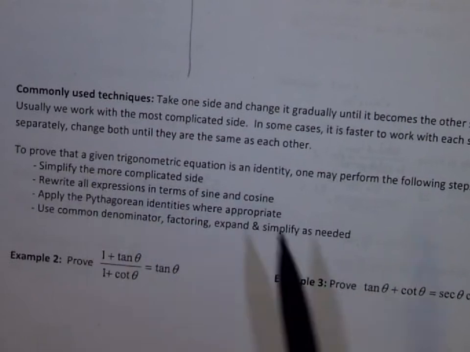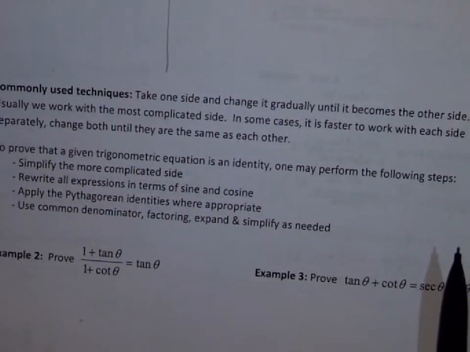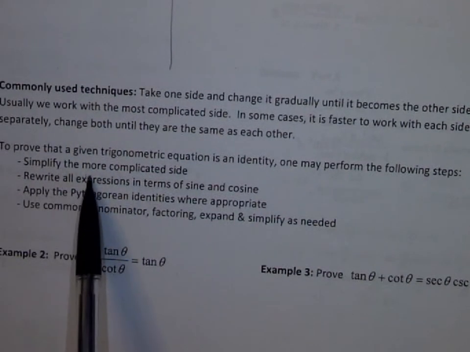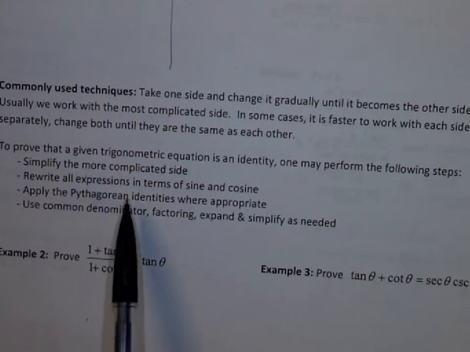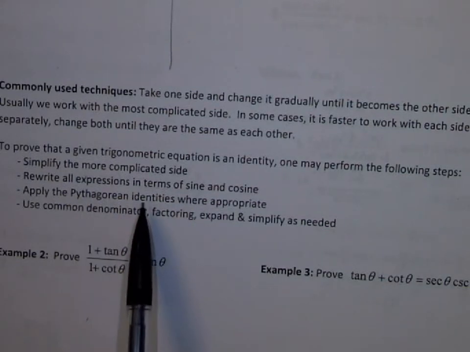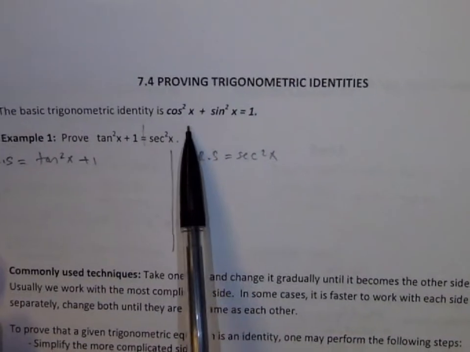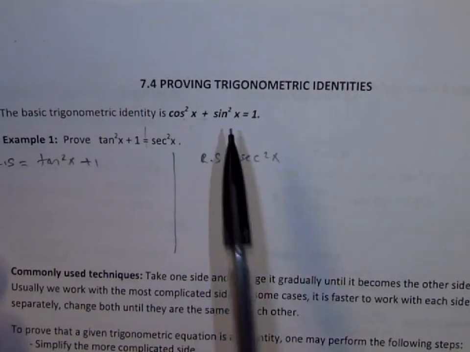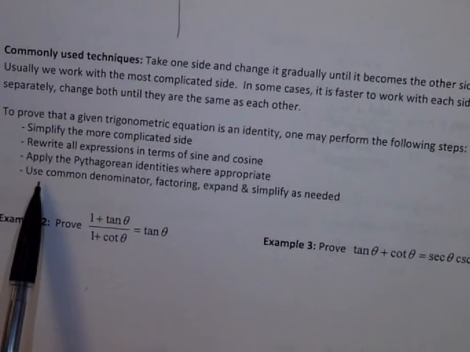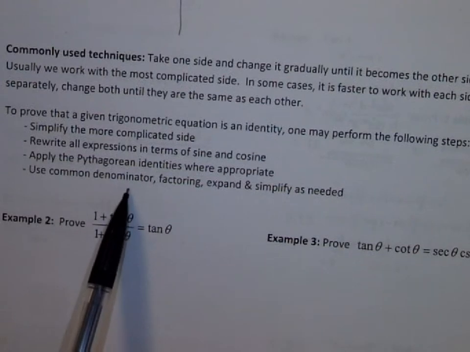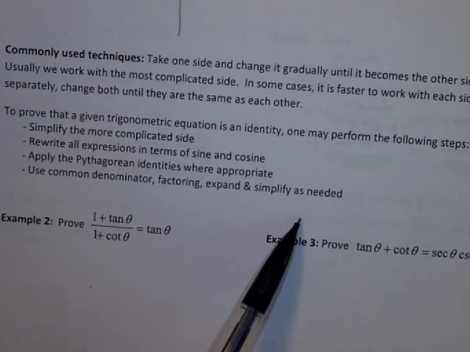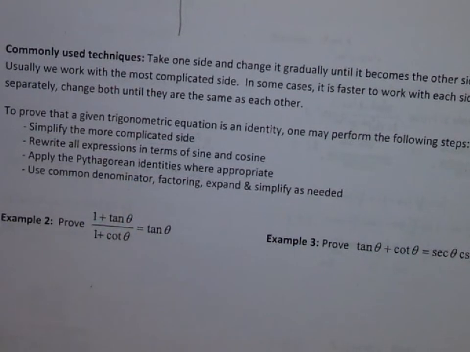So to prove that a given trigonometric equation is an identity, one may perform the following steps: simplify the more complicated side, rewrite all expressions in terms of sine and cosine, apply the Pythagorean identities where possible. So this is the Pythagorean identity, right? Cos square x plus sine square x equals 1. And you may use common denominator, factoring, expand and simplify as needed. Okay, so those are some of the commonly used techniques.